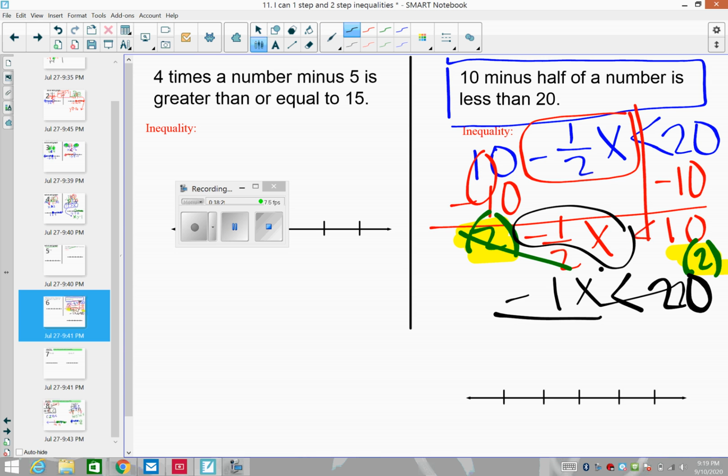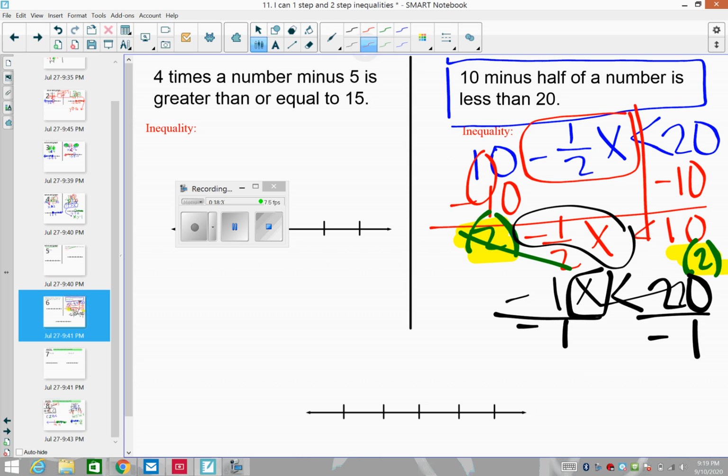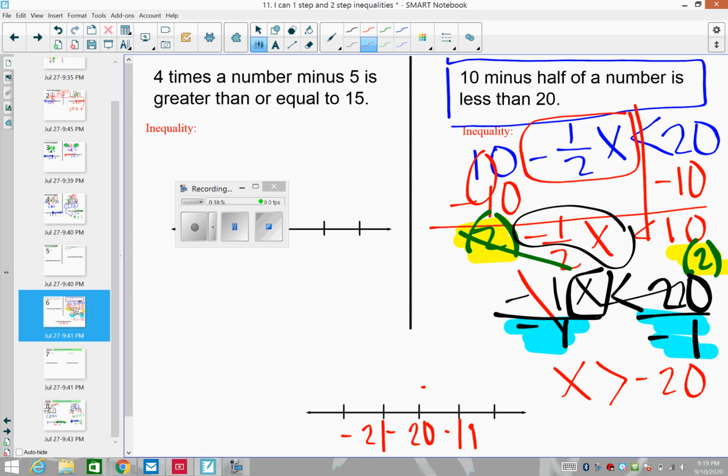Next step then is to isolate the variable x, divide by -1, copy, paste. And when I do that, because I just multiplied or divided by a negative on both sides, I have to flip the sign. So I get x is greater than -20. So here's -20. Here's -19. Here's -21. So we have an open circle at -20, and we're shading to the right.